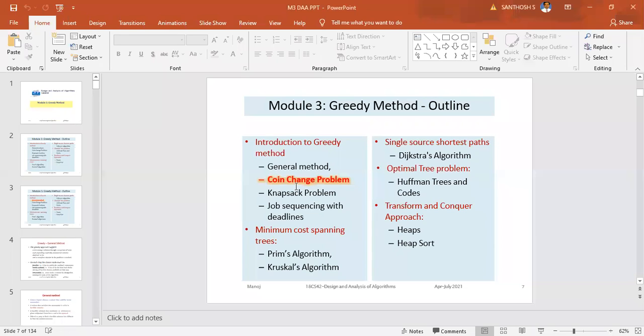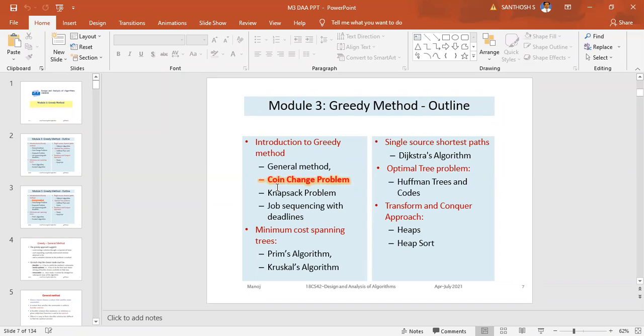Now you come to the applications of greedy method. If they ask you where the greedy method is used, you have to tell: coin change problem, knapsack problem, job sequencing, minimum cost spanning tree, Dijkstra algorithm, Huffman and heaps. These are the applications where the greedy method is used. First we go with the coin change problem.